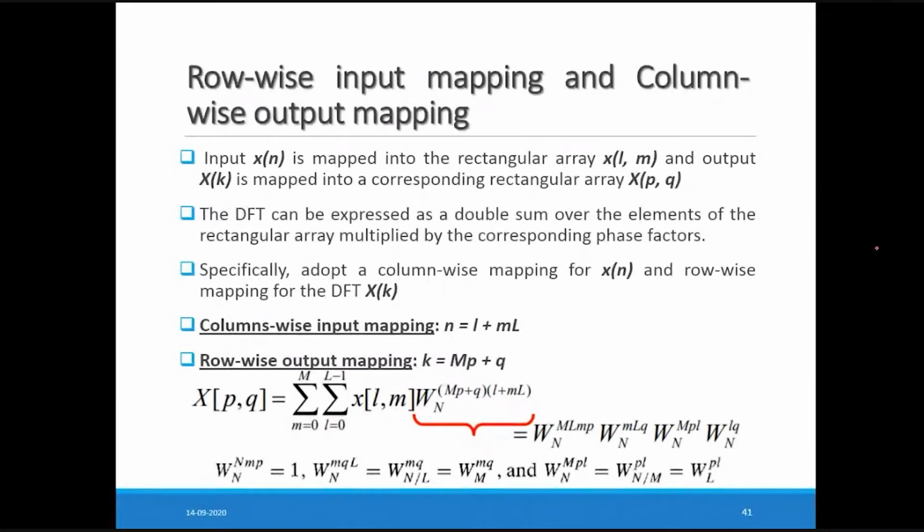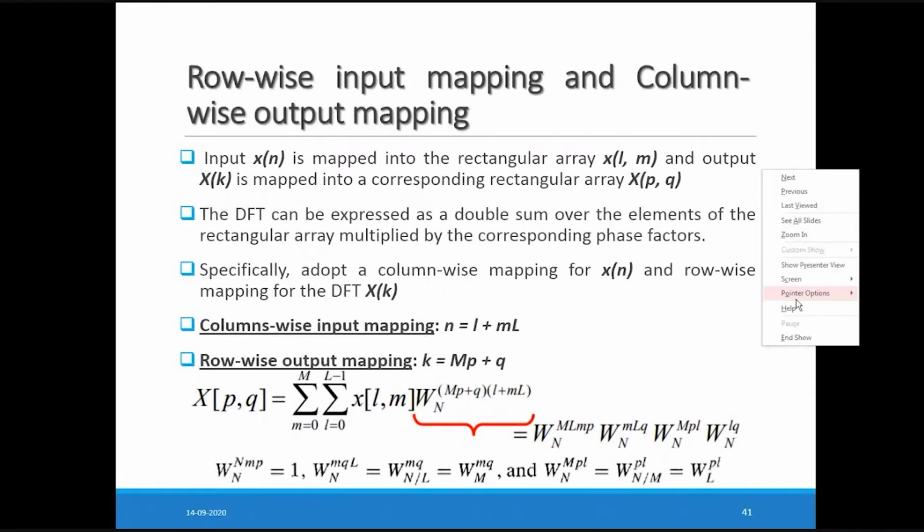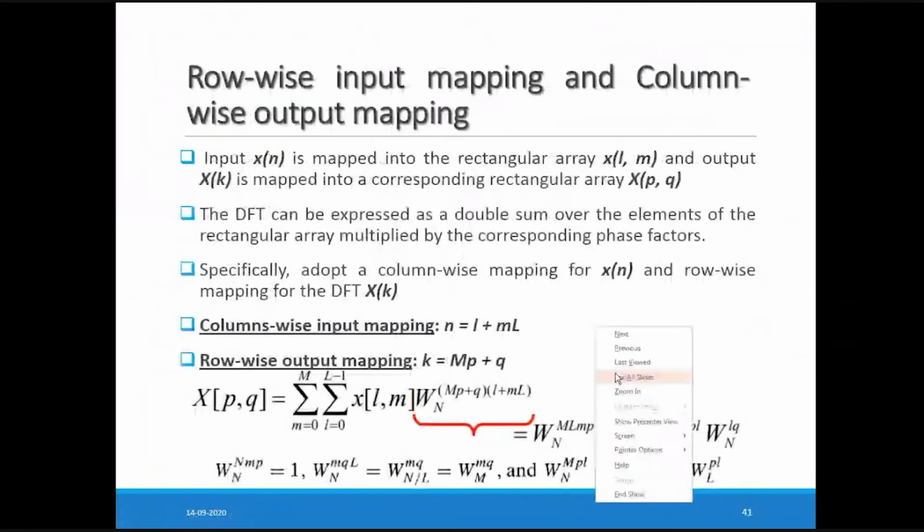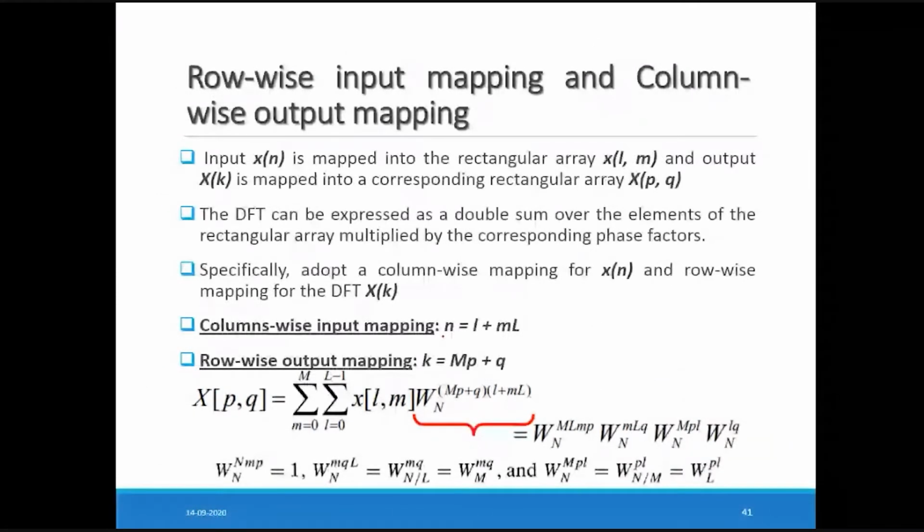So here we are adopting the column-wise mapping for the input x of n, where n is represented with l plus ML, and row wise mapping selected for the DFT x of k. So here row wise output mapping, where k is equal to MP plus q. Here we are using the notation n to represent the input mapping, k to represent the output mapping.